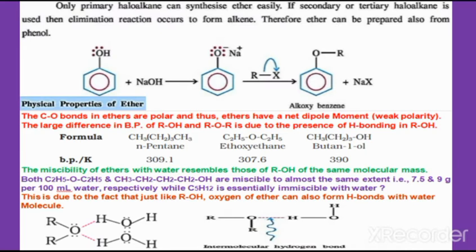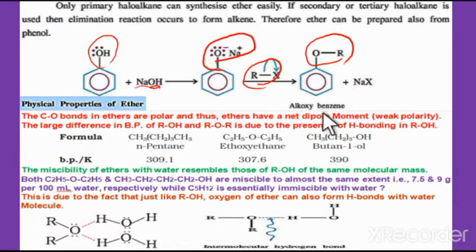So this is the Williamson synthesis. By the Williamson synthesis also we can obtain the ethers. In the case of aromatic alcohols, that is phenol, when the phenol is treated with sodium hydroxide, it forms sodium phenoxide. Now the sodium phenoxide is treated with the alkyl halide, and in that case it forms the ether, that is alkoxybenzene. In addition to that, sodium halide is formed. So aromatic ethers can also be obtained by the process of Williamson synthesis.